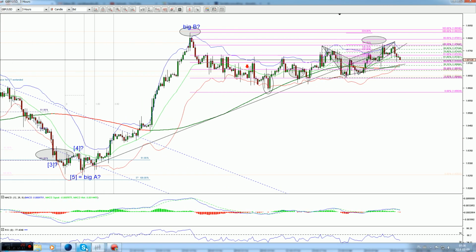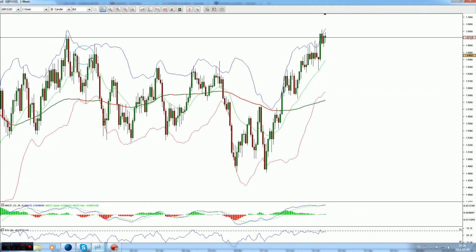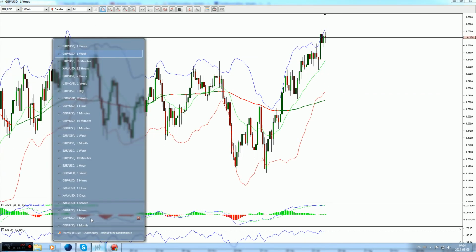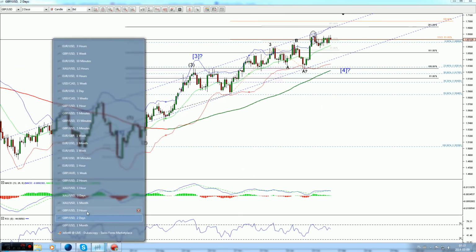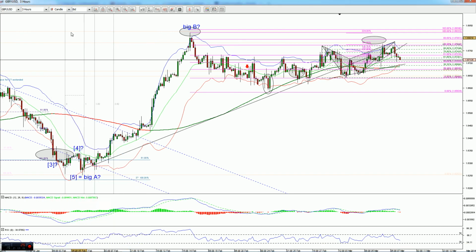Of course, maybe one more sentence. Let me show you the 2 days chart. This was an A, I guess. This is a big B, and we may have a big C. Okay, and this is what I'm showing and what I'm expecting actually on this 3 hours chart.